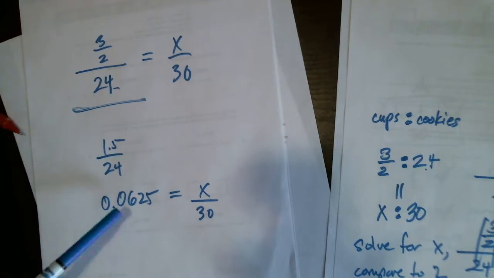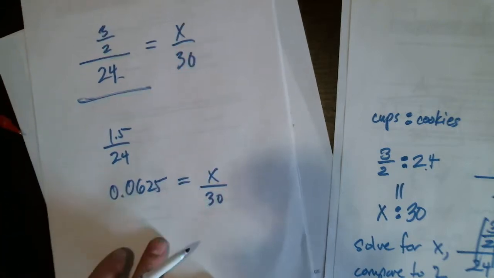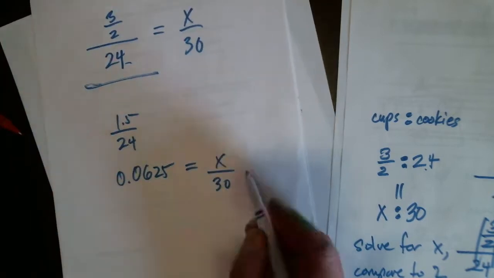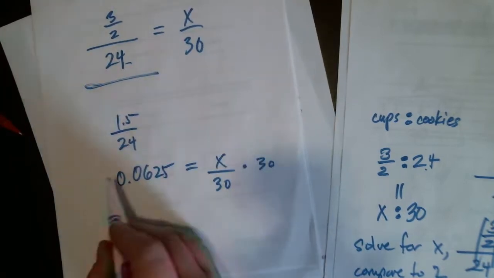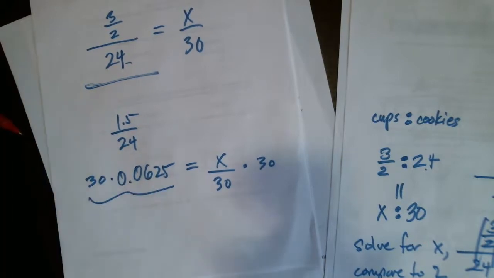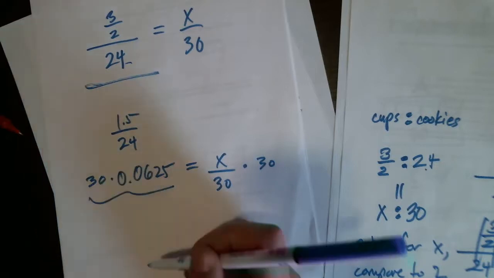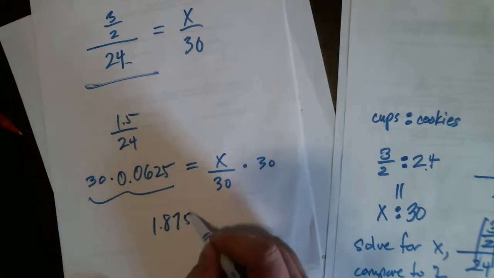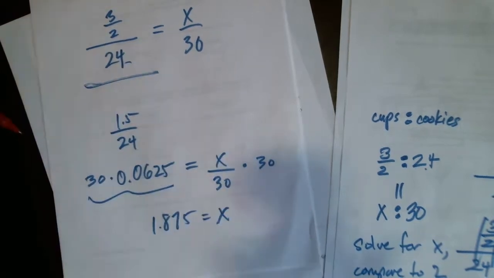If I gave you this equation and told you to solve for x, you wouldn't think about cross multiplying. You would just multiply both sides by 30. And now again, this is a number. You can do that. So 30 times 0.0625, and this is 1.875.